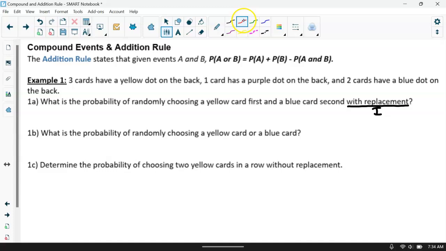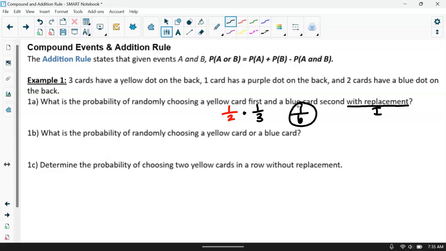So what is the probability of choosing that yellow card? Well, 3 out of 6, right? Or we could say 1/2. Then multiply that by, with replacement, because they're independent, put it back. What's the probability of getting the blue card? 2 out of 6, or 1/3. So that's how we get that this is a 1/6 chance of occurring.